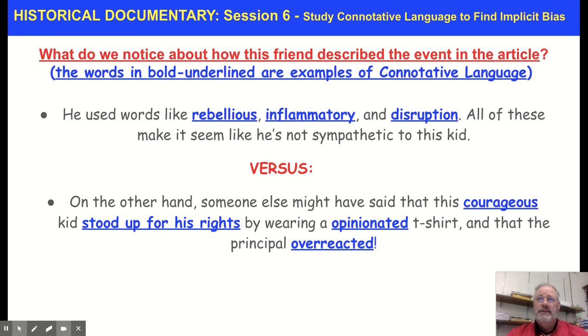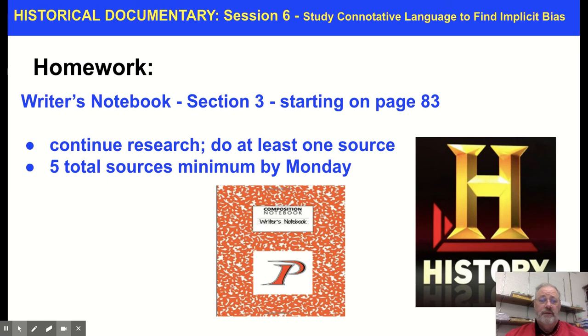But the idea here is just like we wanted to recognize our own bias, understand that when you're reading an article or watching a video, the author may use words that show their bias as you go through the article.